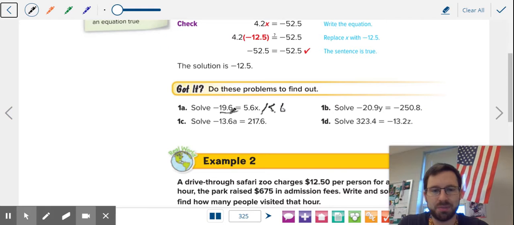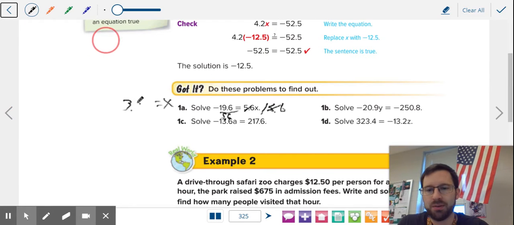I'm kind of limited here in my space because these problems are ridiculously cramped close together. So if I do 5.6x divided by 5.6, if you remember from the last unit, when we did factoring, these turn into 1, and you're left with 1x equals, my answer will be on the other side. Negative 19.6 divided by 5.6. Yes, I'm using a calculator because I'm not doing that in my head. Negative 3.5. I could have told you off the top of my head that it's going to be negative because you have a negative divided by a positive.